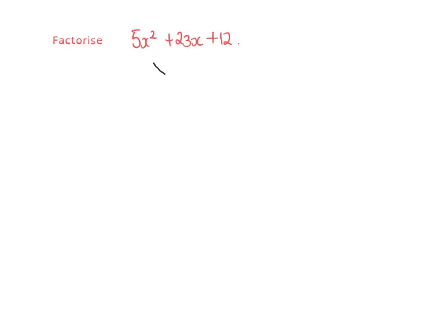Okay, let's give this one a go. I'm going to do the cross method. Factors of 5x squared are 5x by x. And then I'm looking at factors of 12. Because I need a fairly big number there, I'll try 2 times 6 maybe. But if we check this one out, we've got 10x plus 6x. Now they don't add to that, so I'm going to try another combination.